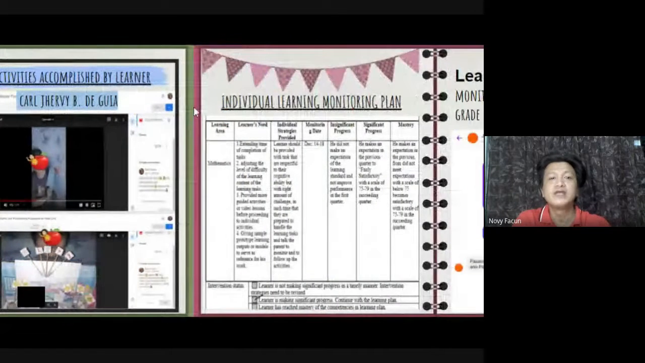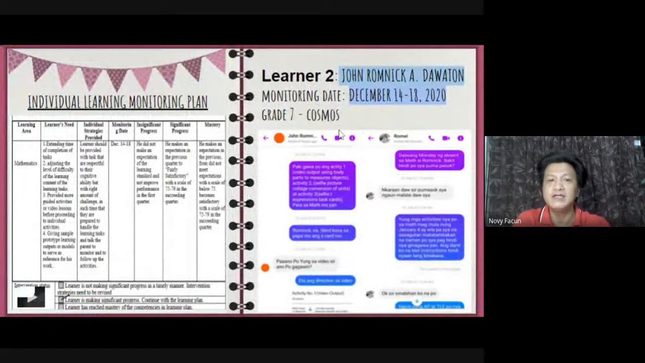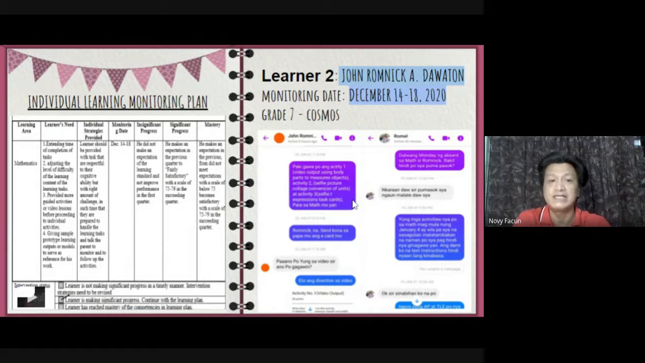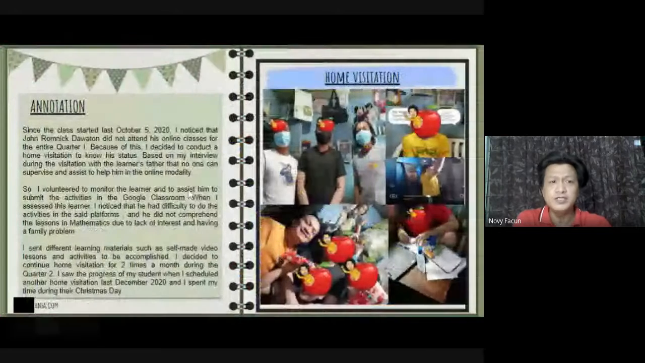And the second learner is John Romnick A. Dawaton. I made a monitoring plan during December 14 to 18, so one week. But what happened here is I continued it, because this student really needed very consistent assistance, since his parent is working. That is our consideration. As a teacher advisor, we extend our time to help the learner. So the learner's needs, the activities to be submitted, and the conversation between the student and his parent. And of course, my annotation.